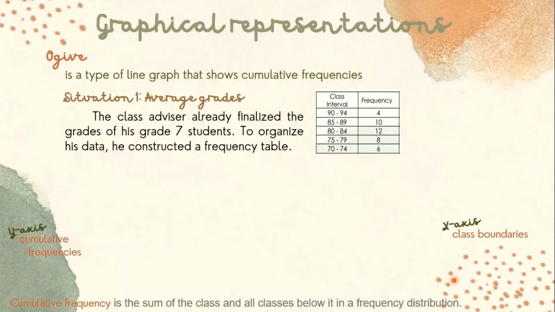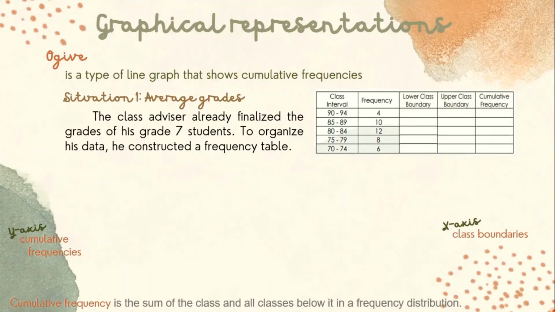Kaya naman, bago tayo makapag-construct ng ating ogive, dapat makuha muna natin yung cumulative frequency at yung class boundary nitong ating class intervals. Kaya naman, dadagdagan natin ng column yung ating frequency distribution. One column for the lower class boundary, one column for upper class boundary at ang ating cumulative frequency.